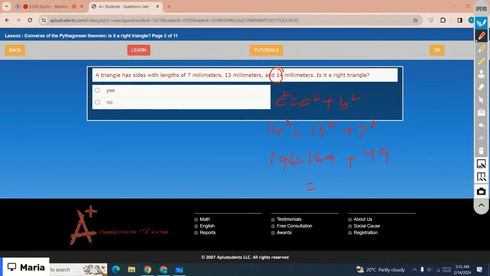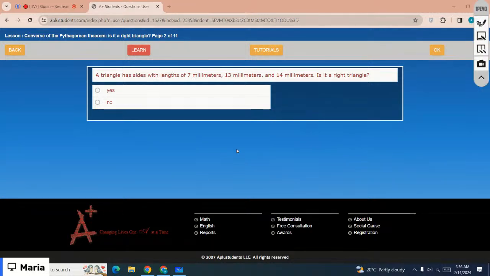So 13 squared is 169, plus 49 equals 218. They are not equal. That means this isn't a right angle triangle. The correct option is no, this is not a right angle triangle, right?